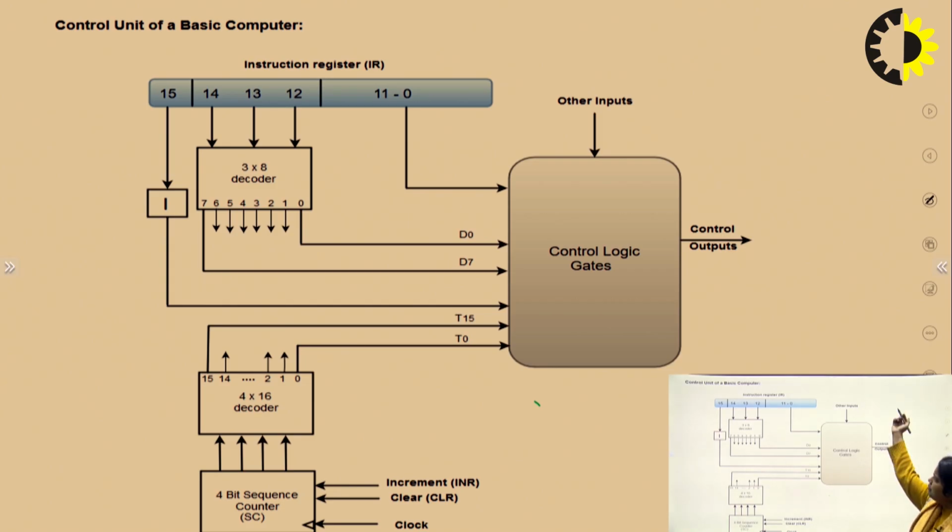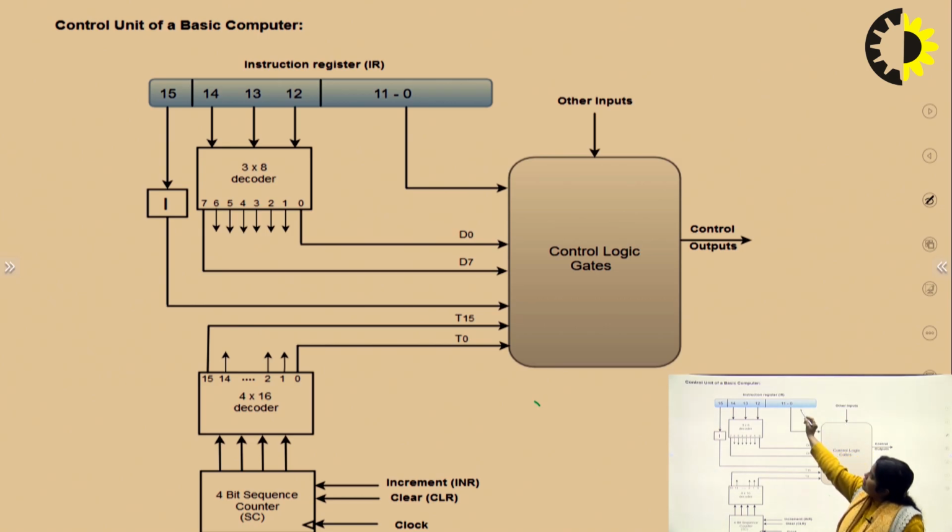So first of all, we have to understand the hardwired control unit. What is the hardwired control unit? The control unit is designed by two methods, hardwired and microprogrammed. In the hardwired control unit, the control unit is designed with the help of a sequential circuit or combinational circuit. Now here you can see there are decoders and the sequence counter as well. So this is a hardwired control unit.